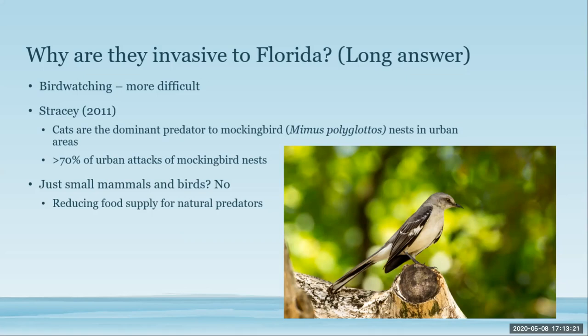Natural History. And she stated that cats are the number one predator of urban mockingbird nests, and that they accounted for over 70% of urban attacks in mockingbird nests. Mockingbirds are the state bird. So that's one of the examples of the threat that cats are posing to these species.